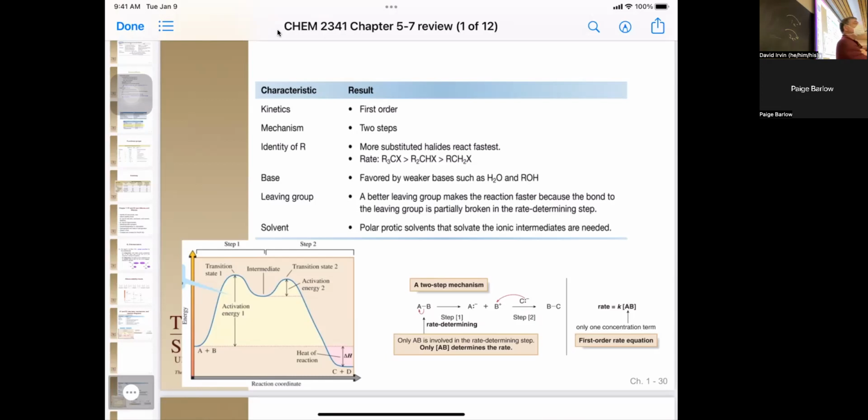What's the problem with carbocations? They'll rearrange. Always look for rearrangement. Every time you form a carbocation, look for rearrangement.